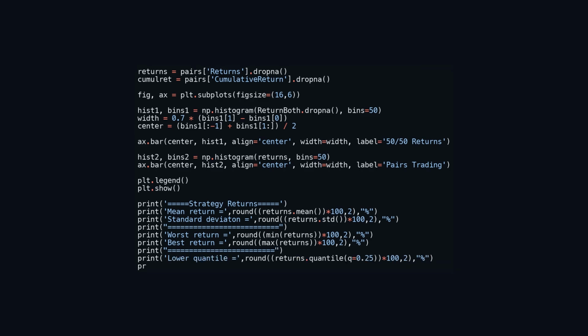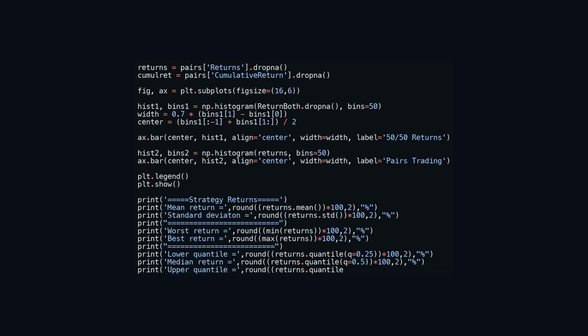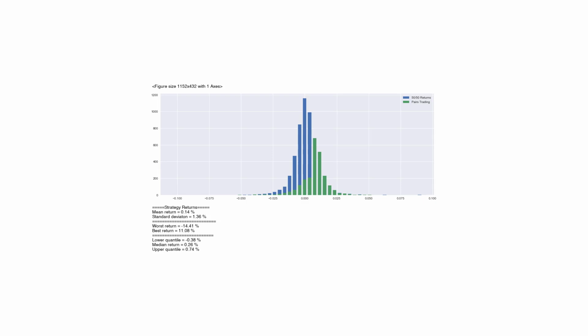Following the visualization, the code calculates various statistics for the pairs trading returns, including mean, standard deviation, worst and best returns, and the lower, median, and upper quartiles. These values are rounded to 2 decimal places and presented as percentages, summarizing the strategy's performance clearly.